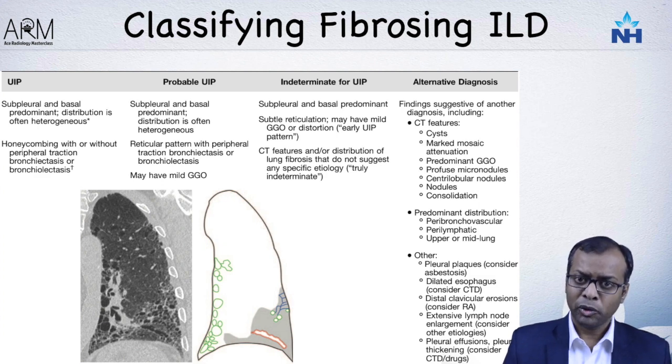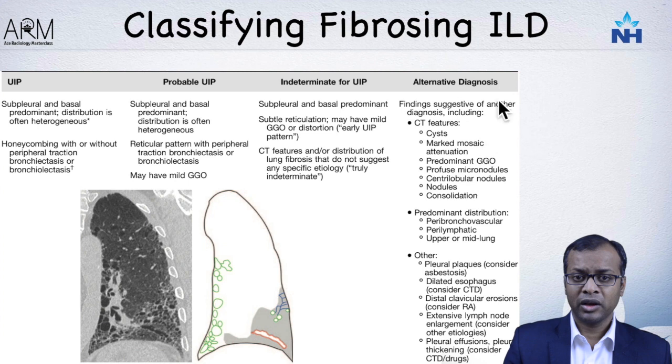It is very important for you all to be comfortable with this particular chart because this will make your life very, very easy. The best way of approaching this chart is starting from this fourth group, which is basically saying it is an alternative diagnosis, not that of a UIP or an IPF diagnosis.